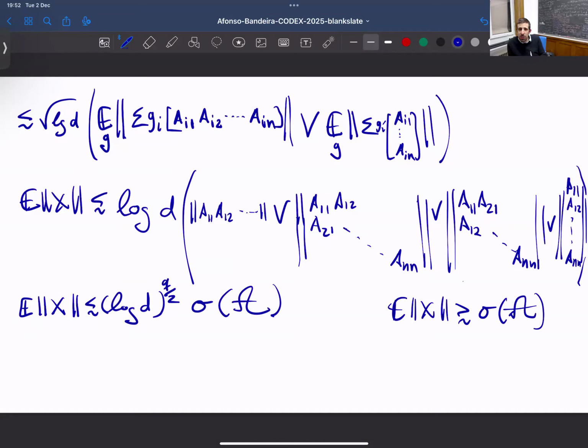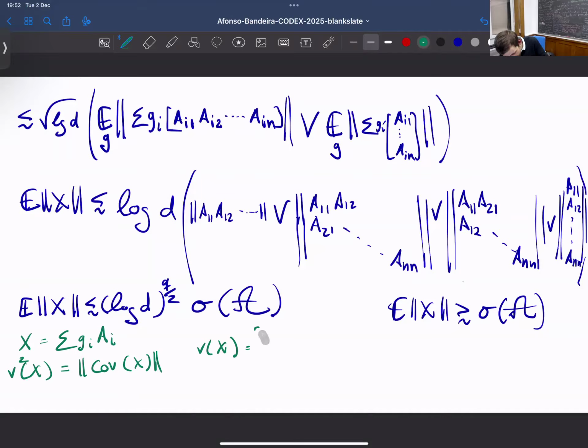Okay, now one more magic and then one smaller idea. This v parameter is also a flattening of sorts. Because let's say x is just the sum of g_i a_i. What is v? v squared of x is just the norm of the covariance of x. Once I take the square root, this is just what I get if I take vec of each of the matrices, as a vector.